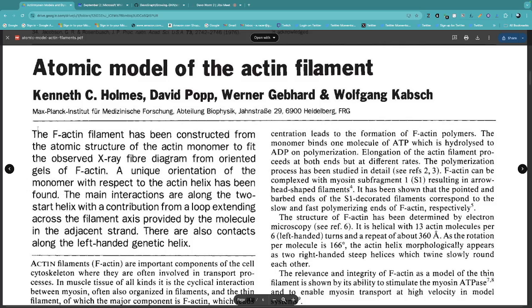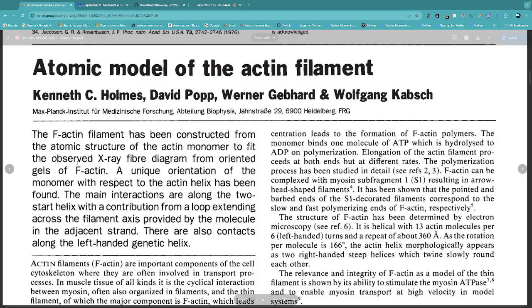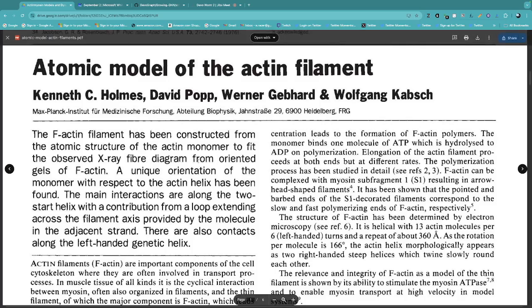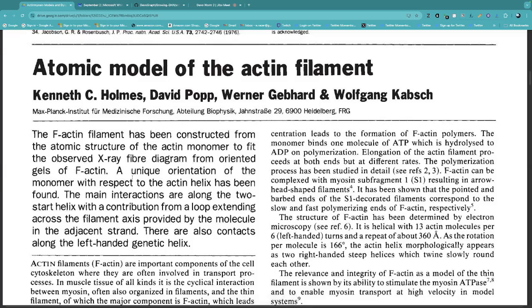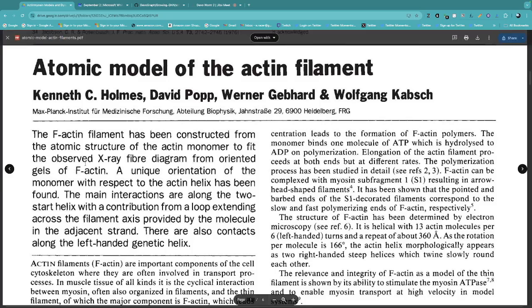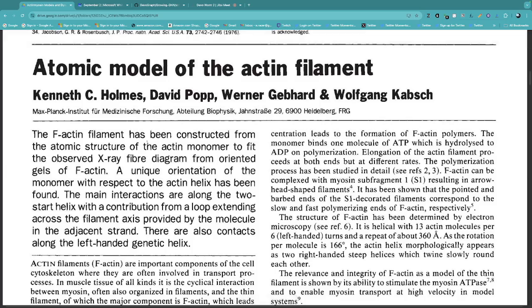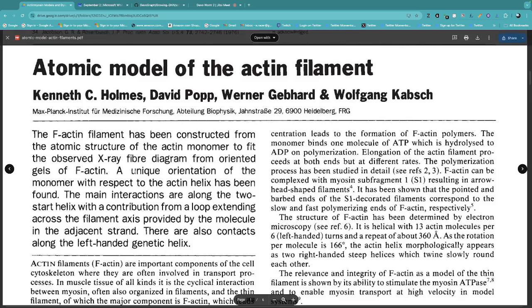The abstract of this reads, the F-actin filament has been constructed from the atomic structure of the actin monomer to fit the observed X-ray fiber diagram from oriented gels of F-actin. So they've isolated F-actin in a gel. They've been able to construct its atomic structure, so it's a very reductionist approach to looking at actin filaments and their structure. A unique orientation of the monomer with respect to the actin helix has been found.